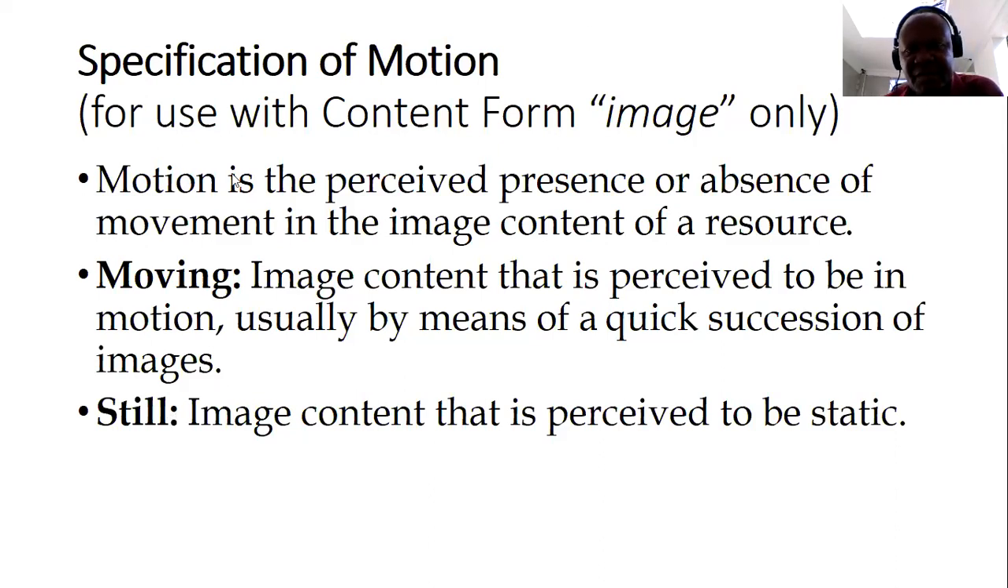So motion is the perceived presence or absence of movement in the image content of a resource. And number 1, moving, this is image content that is perceived to be in motion, usually by means of quick succession of images. So this is how movies appear. The same image appears very many times, and then you'll get that perception that the image is moving. Then the second specification of motion is still. These are image content that are perceived to be static.